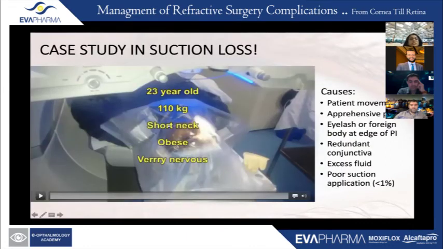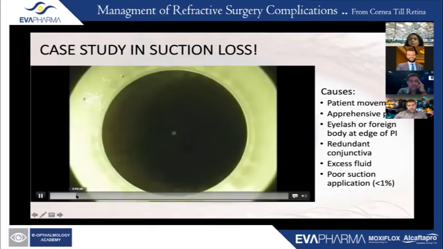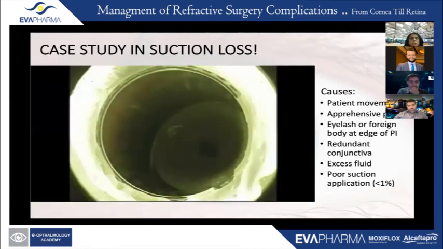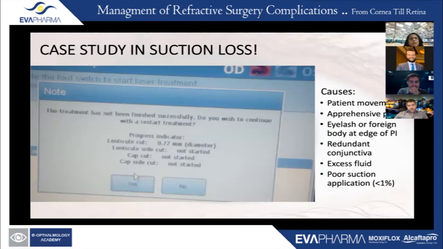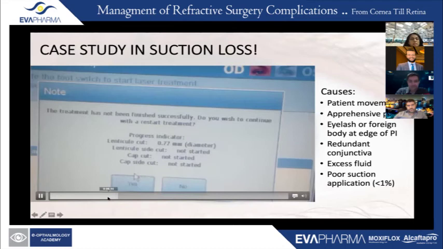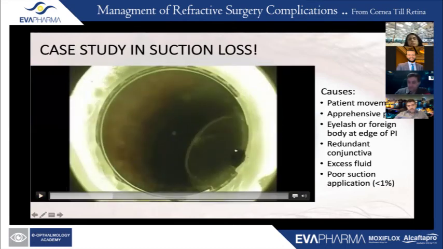Now, this case is really interesting. It's actually a case study in suction loss. This was a 23-year-old, very, very nervous patient, 110 kg, short neck, obese, and he kept moving around a lot. So you can see what's happening is that even before anything was done, there was a suction loss. Then second thing, he had a suction loss. You can see that it's just before completion of the lenticular side cut. So there's that area that was uncut. There's definitely more than 10%.